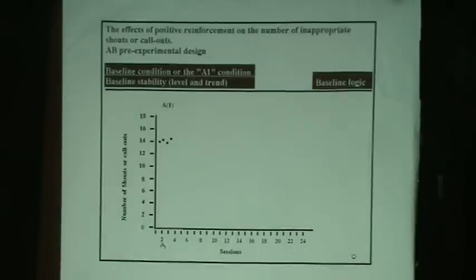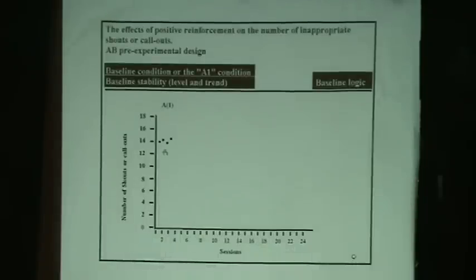So we have a graph here, and across the bottom is the number of sessions. So let's say these are the days that we're observing this student, and the y-axis is the number of call-outs. And you can see we've observed for 4 days, and we have like 14, 15 call-outs in those 4 days. So that's what this graph represents.